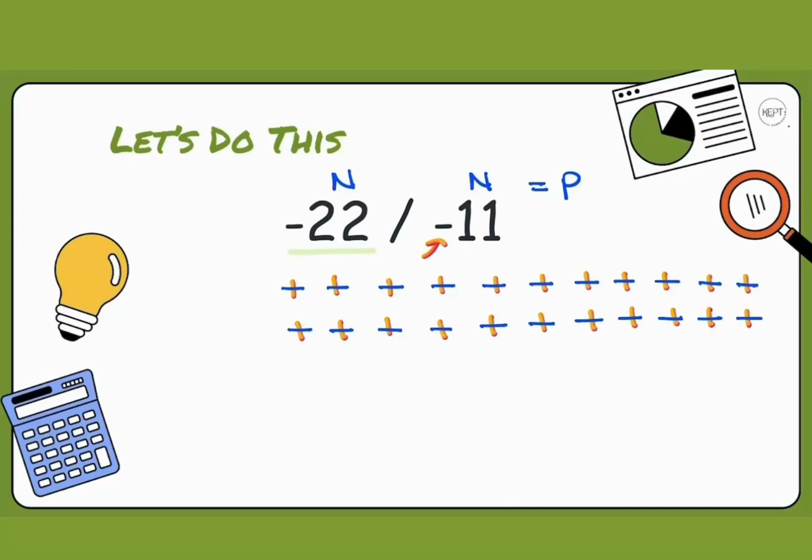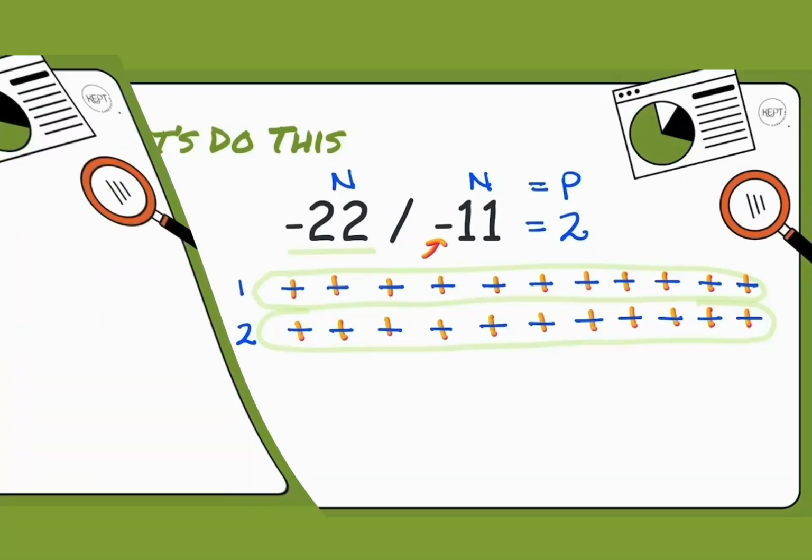of 11. Well, we can see on this first row, this is one group of 11, and that's 11 positive pieces. Now we have a second group of 11 positive pieces. So a negative divided by a negative is a positive, and in this case, negative 22 divided by negative 11 is positive 2, because I was able to make 2 groups of 22 pieces that originally started off as negative, but were changed because we needed to divide those by a negative 11. All right, now it's your turn.